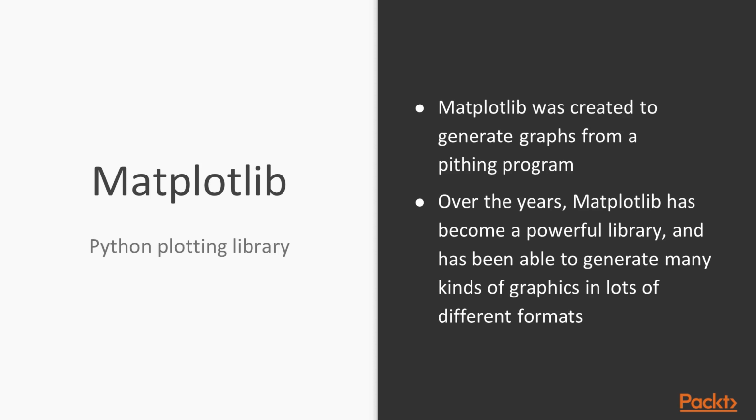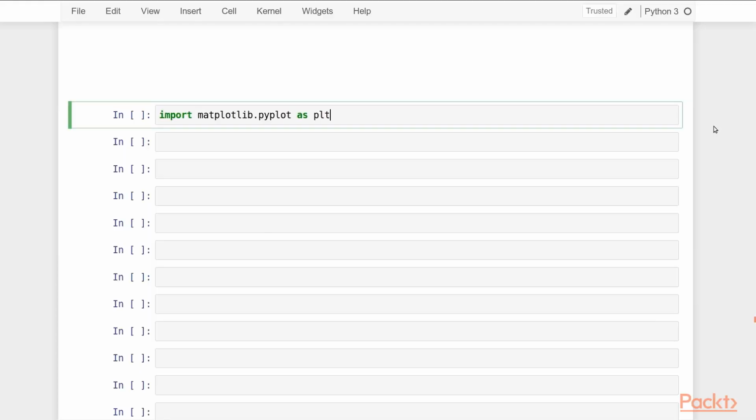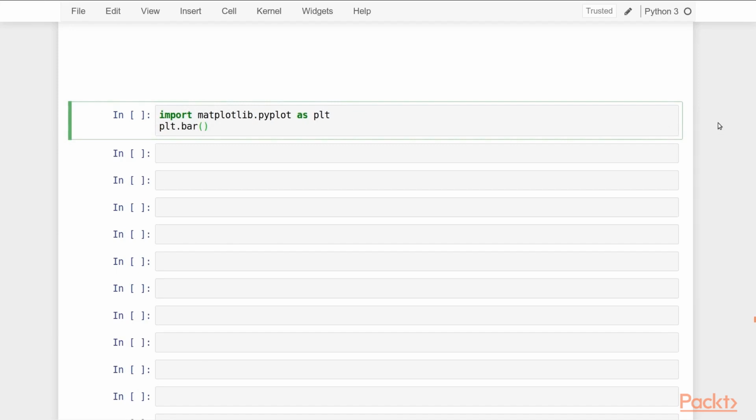Over the years, matplotlib has become a powerful library able to generate many kinds of graphics in lots of different formats. In this video, we will display our first graph very easily in order to represent the distribution of a variable. First of all, let's import matplotlib. We usually do it this way. Then, let's display a bar plot.